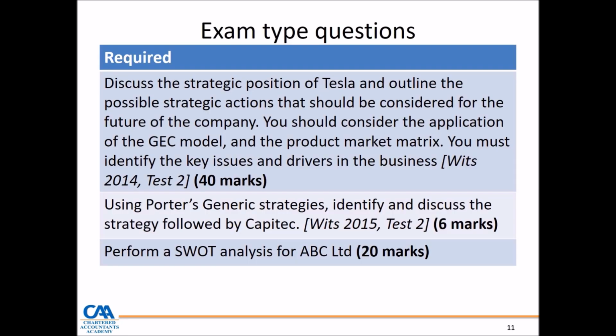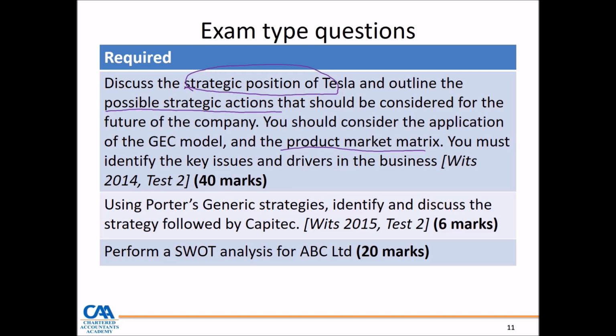So I've got an example type of question here. One of the questions says, discuss the strategic position of Tesla and outline the strategic position. Where are we as Tesla? And outline the possible strategic actions that should be considered for the future of the company. Actions going forward. We should consider the application of the GE McKinsey model and the product market matrix. You must identify the key issues and drivers in the business. So at least this question sort of gave you some prodding.